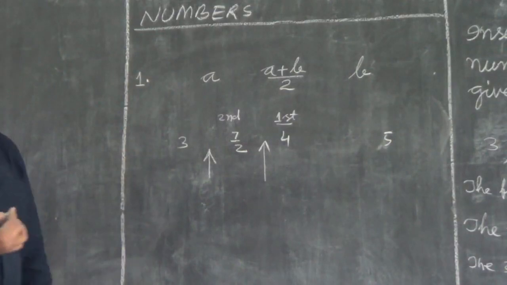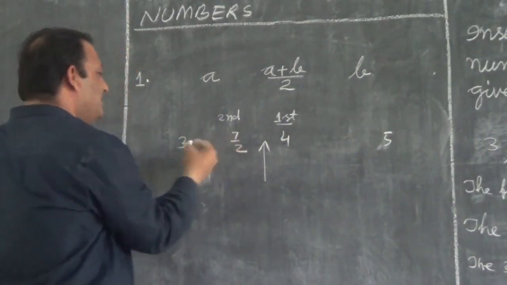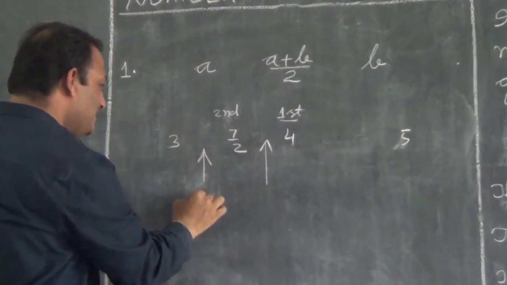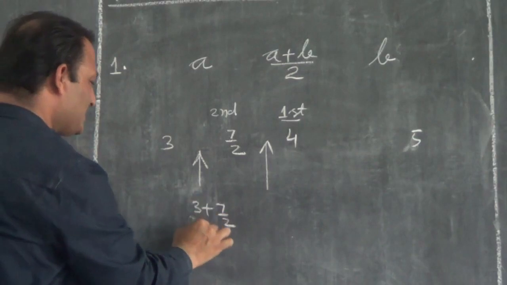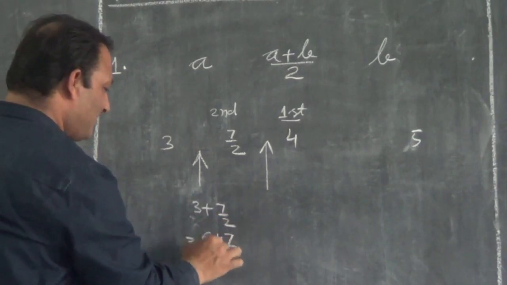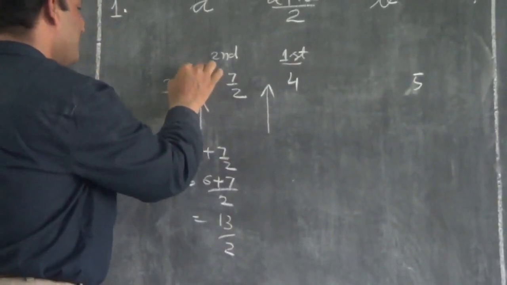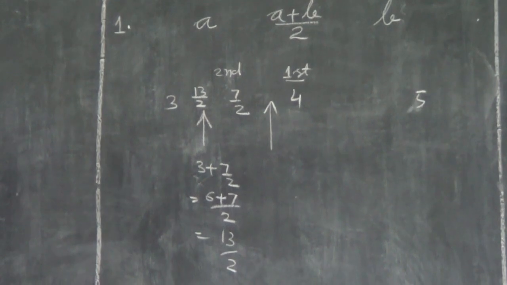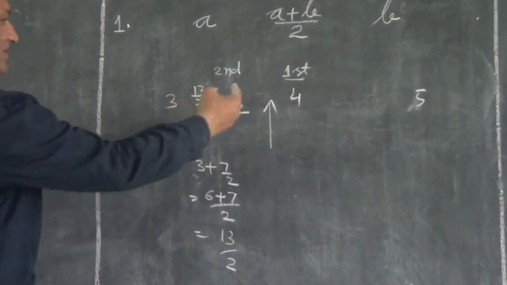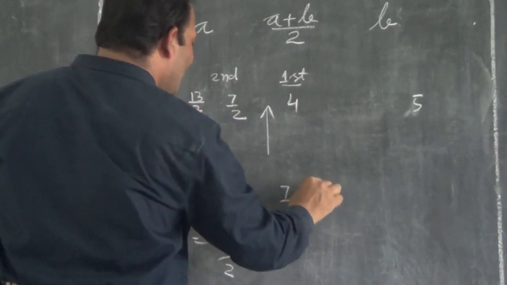See, if you find the third number here, then your answer will be how much? 3 plus 7 by 2. 2 threes are 6. 6 plus 7 by 2. 13 by 2. Your answer may be 13 by 2. That is the third number. Your third number may be between 7 by 2 and 4.